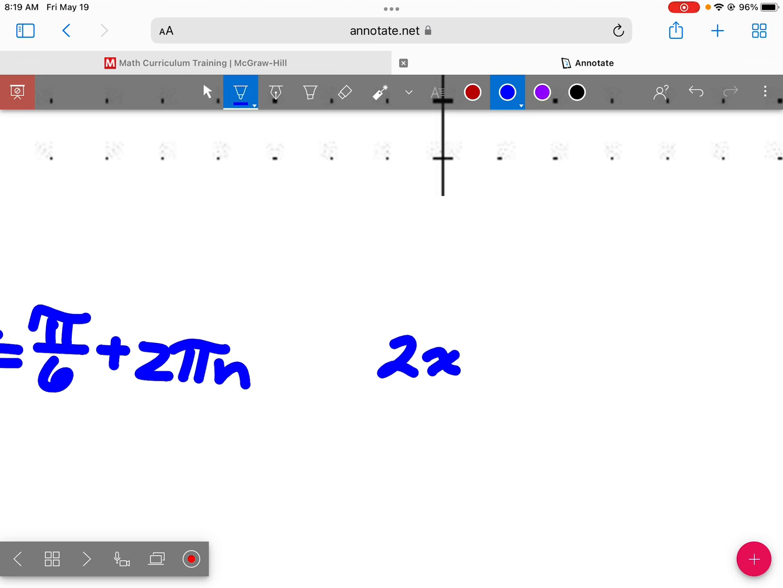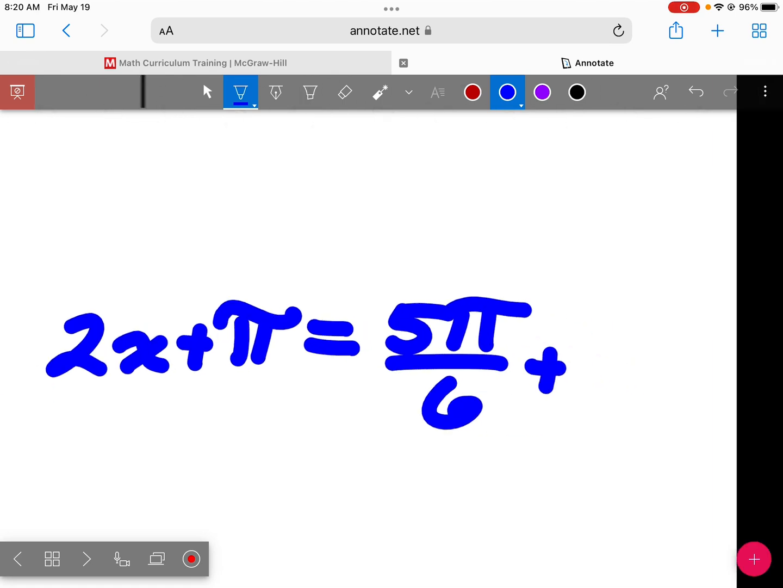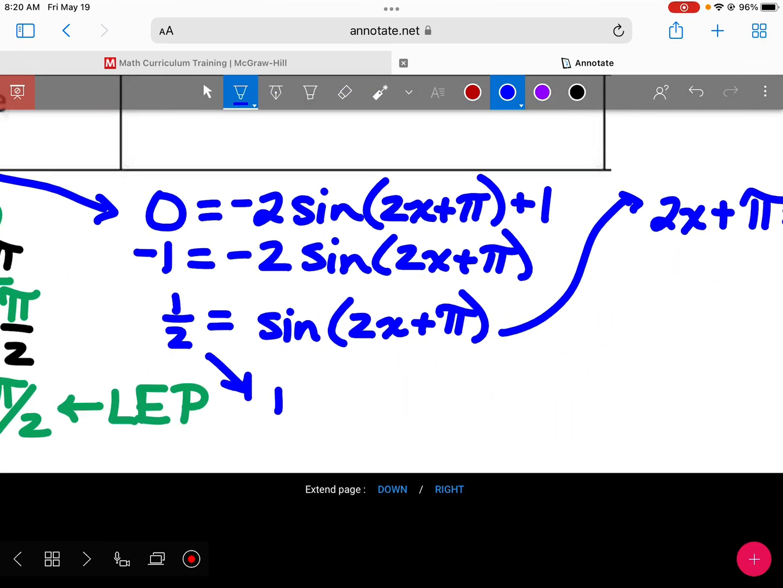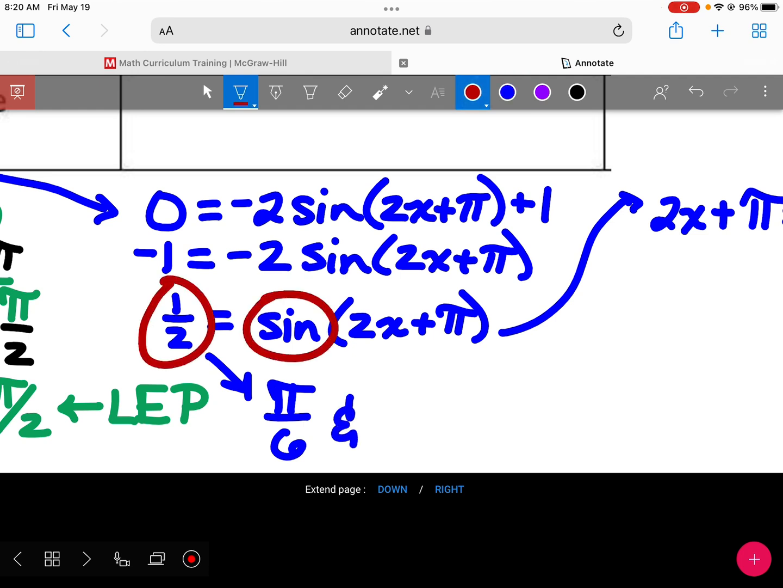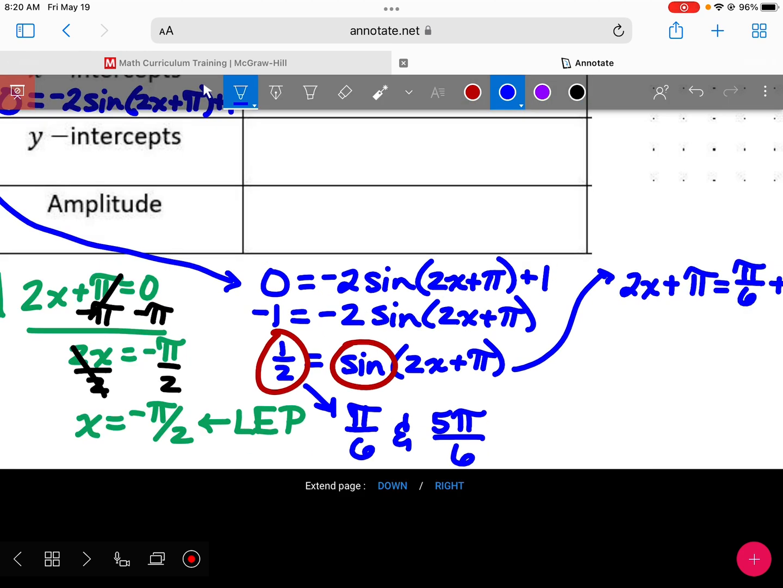Where else on the unit circle is sine positive 1/2? Quadrant 2. 5 pi over 6. So 5 pi over 6 plus 2 pi n. You can just switch them around, it's fine. So sine is equal to 1/2 at these two.